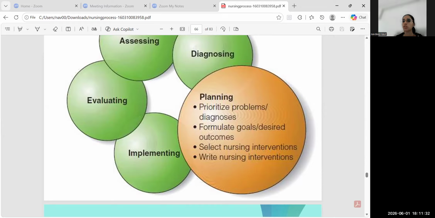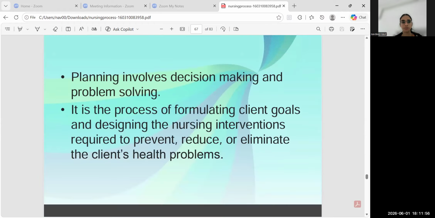Next is to formulate goals, and what are the goals and desired outcomes, whatever we are planning. It is goal oriented, and our desired outcome will come with that. And after that, we have to select the interventions according to the patient needs, and we also involve the patient in the nursing interventions.